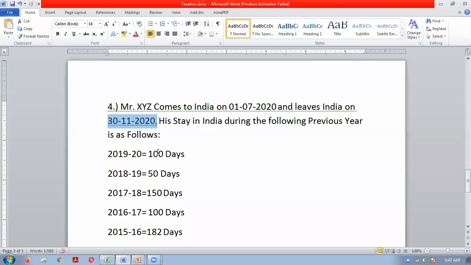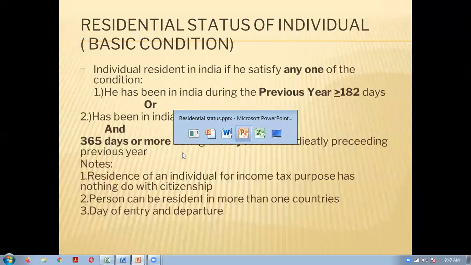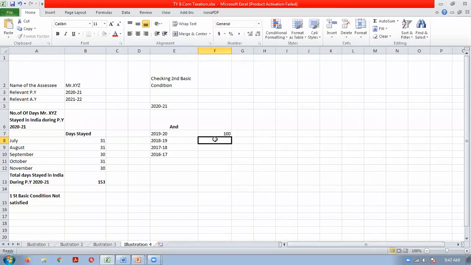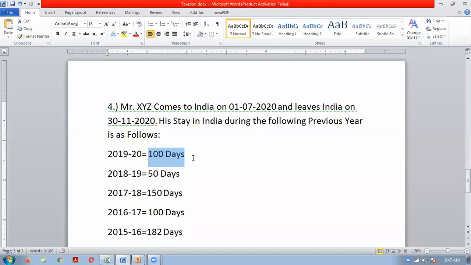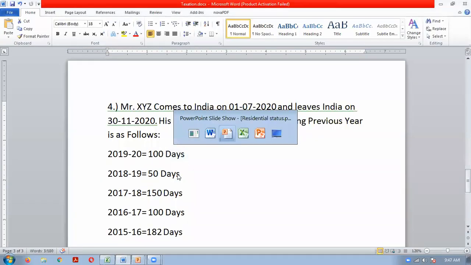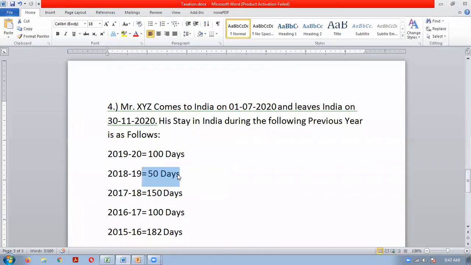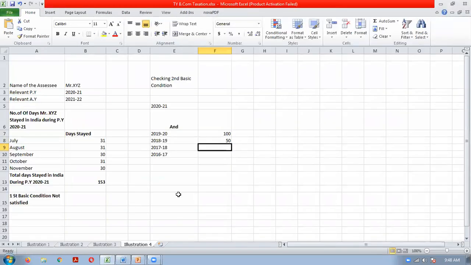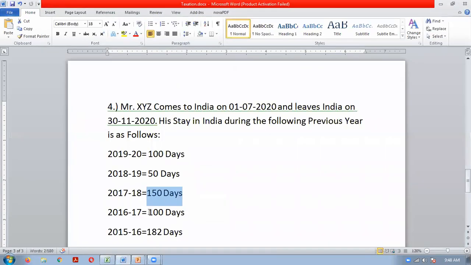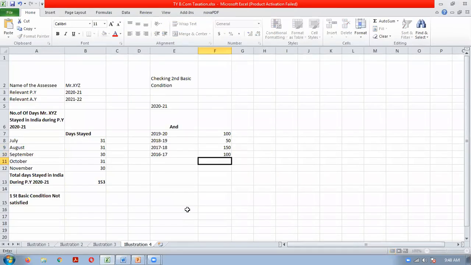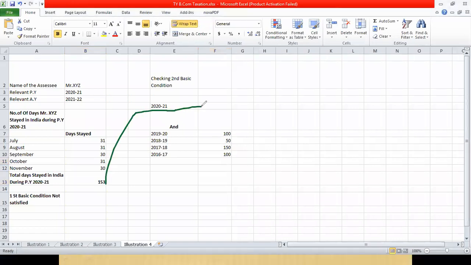So there is no need for that much calculation. In 19-20 he was in India for 100 days. In 18-19 he was in India for 50 days. In 17-18 he was in India for 150 days. And in 16-17 he was in India for 100 days. In 2021 we have already calculated that he was in India for 153 days, so there is no need to calculate again.